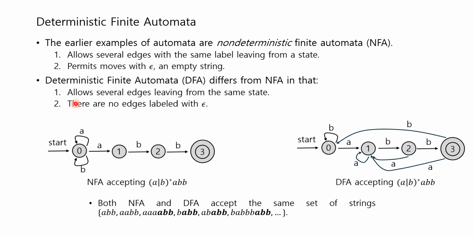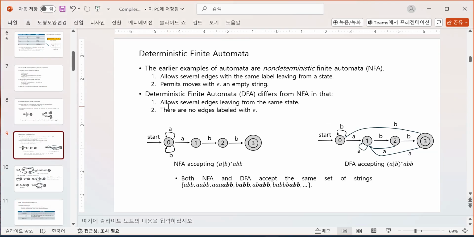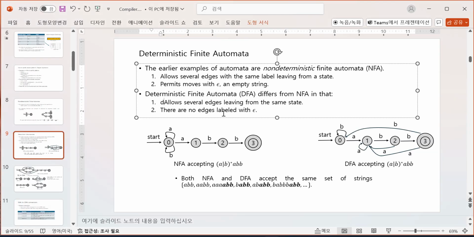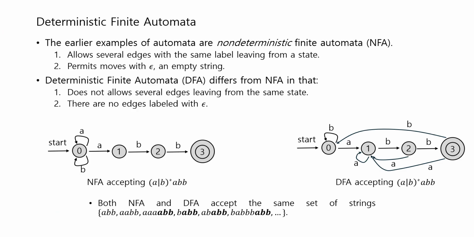Actually, it should not allow several edges leaving from the same state, so I'm going to correct it. So the deterministic finite automata does not allow several edges leaving from the same state, and there are no edges labeled with epsilon.